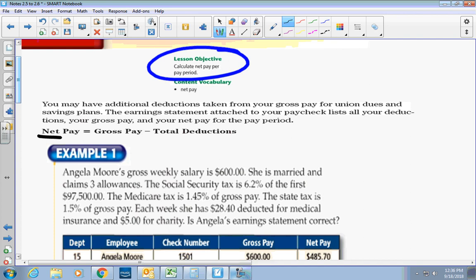All right, so it goes. Is this in your notes? Net pay equals gross pay minus total deductions. Is that in your notes? Yes or no? Okay, so just highlight it or circle it or underline it so that we know. We're going to find our total deductions, and then we're going to subtract it from our gross pay.